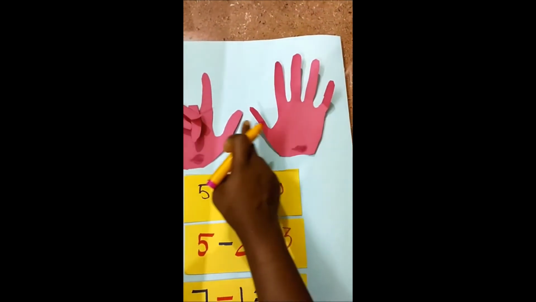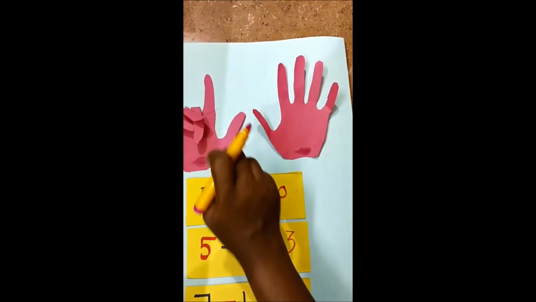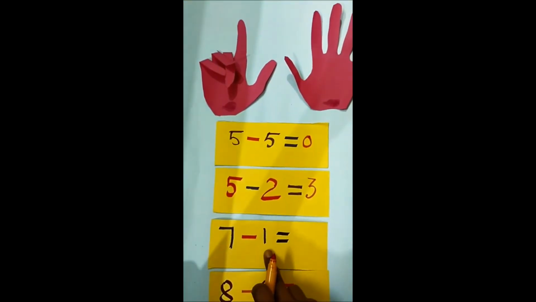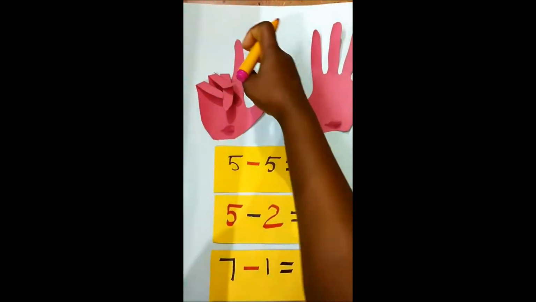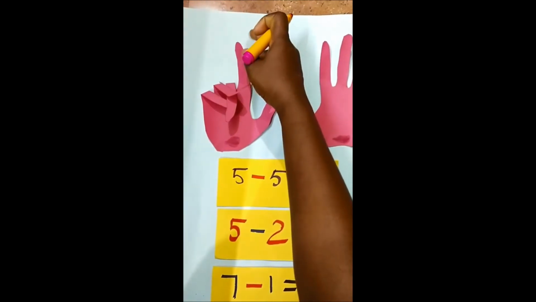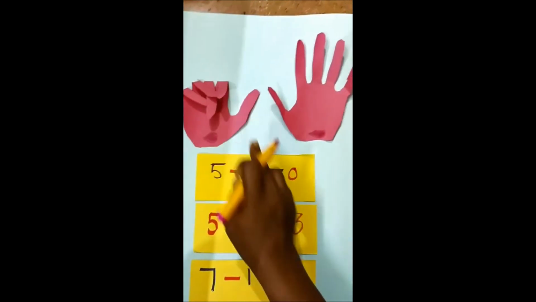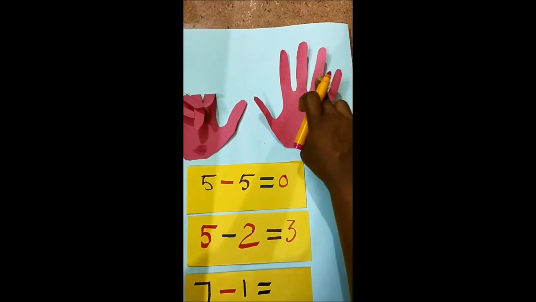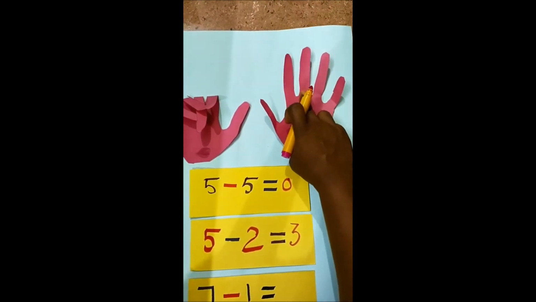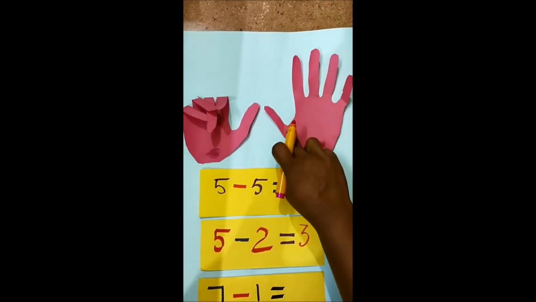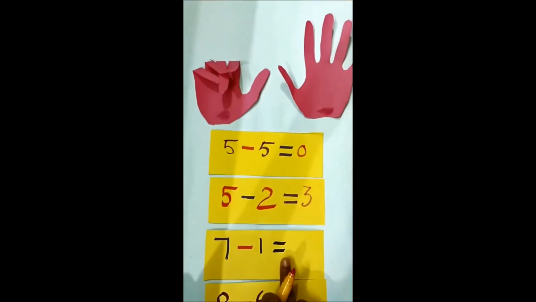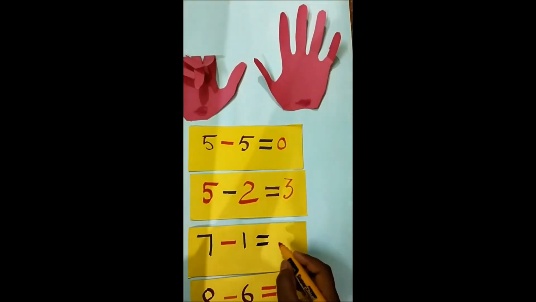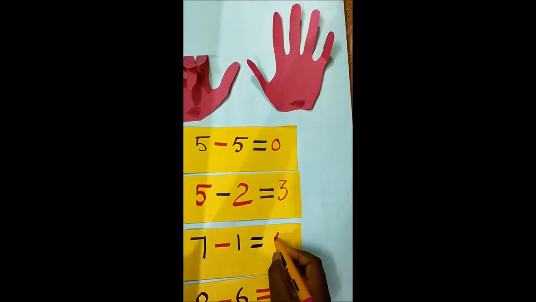Now we have 7 fingers. In 7 fingers we have to take 1. So now take 1 from 7. Remaining how many? 1, 2, 3, 4, 5, 6. So in 7, 1 gone means remaining 6. The answer is 6.